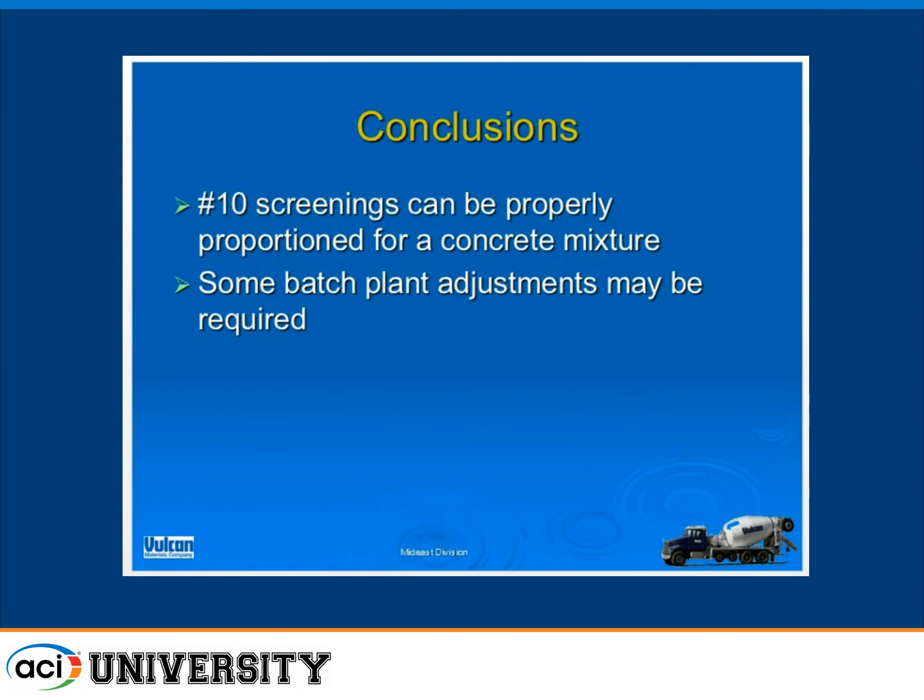So in conclusion, I hope you understand that certain number 10 screenings can be properly proportioned for a concrete mixture, and this 211.7 document is very helpful in that regard if you have a desire to check it out. And you may have to do some batch plant modifications to accommodate the uniqueness of the number 10 screenings to make sure that the material flows properly in the batching process. So that's all I have.